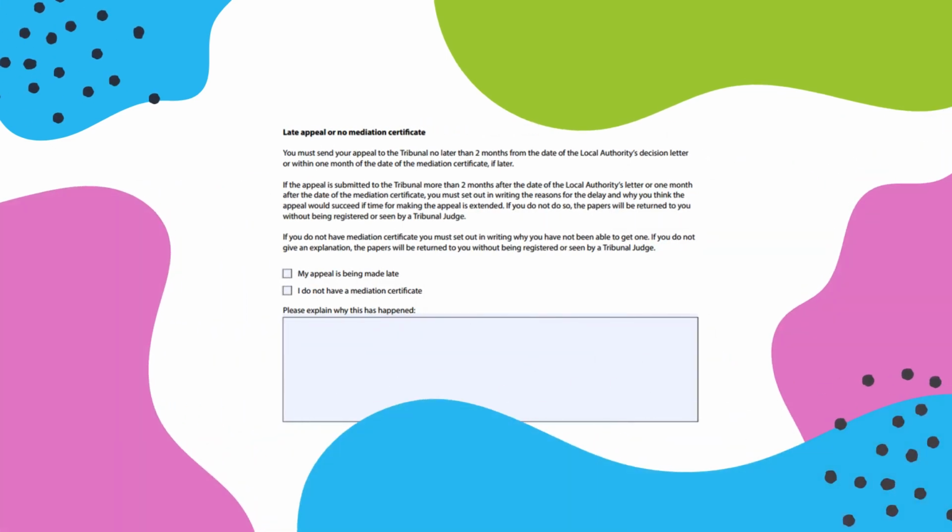If the parent, carer, or young person is making a late appeal, or an appeal without a mediation certificate when one is required, they must explain their reasons why in this next section. This could be that the parent was waiting for support to understand the process, for example.